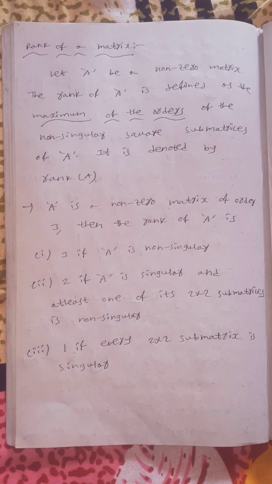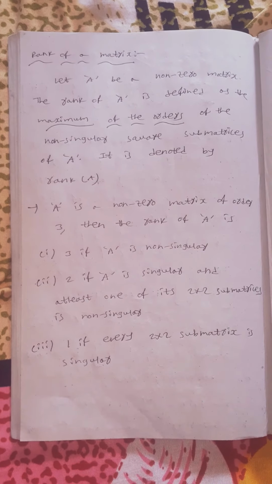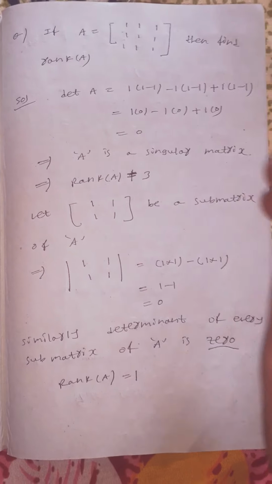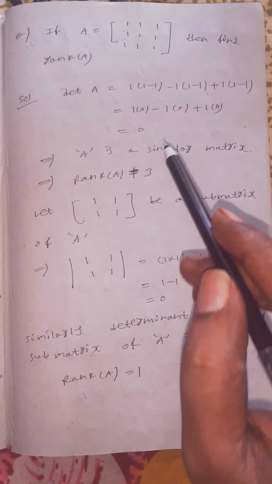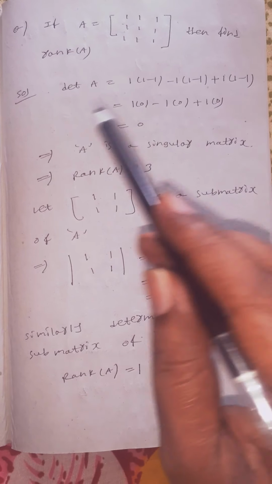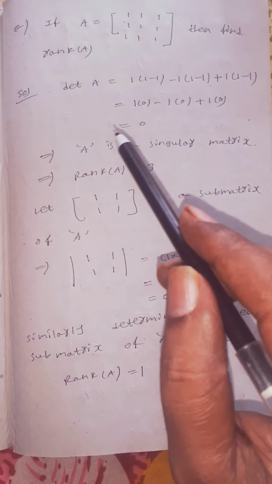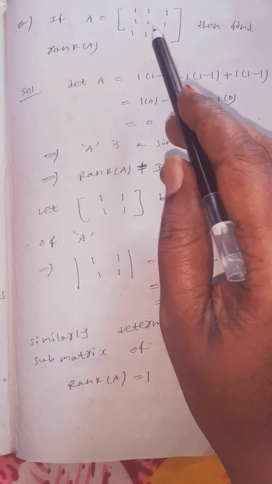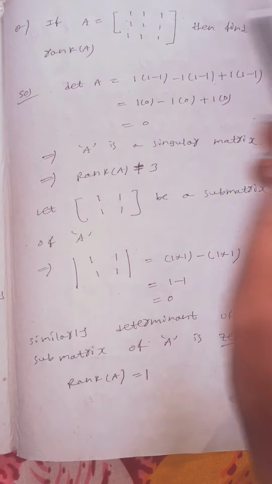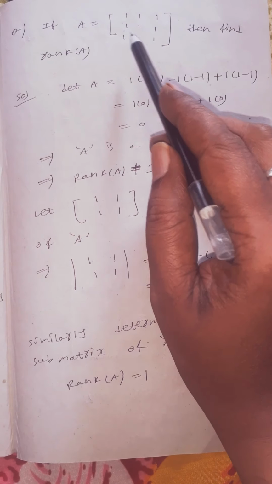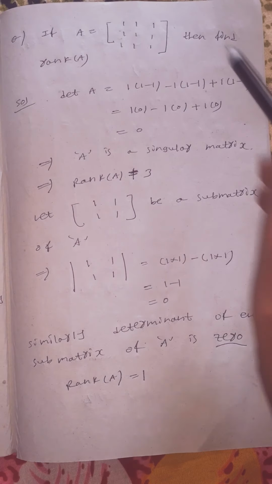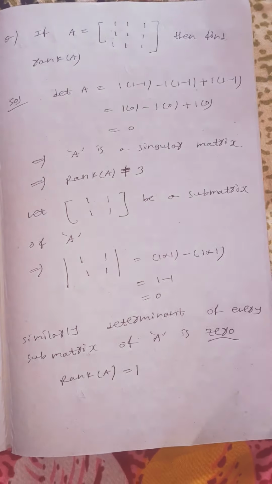Now we'll do some problems related to rank. If A is a 3 by 3 square matrix, then find the rank of A. First, to find the rank you should calculate the determinant. So 1 into (1 into 1 minus 1 into 1) minus 1 into (1 into 1 minus 1 into 1) plus 1 into (1 into 1 minus 1 into 1).